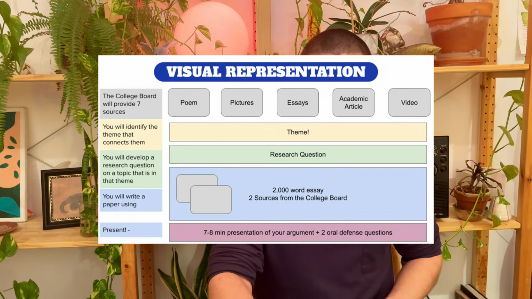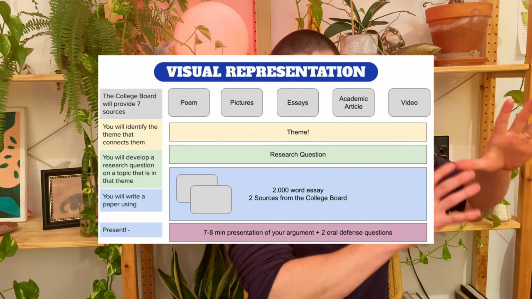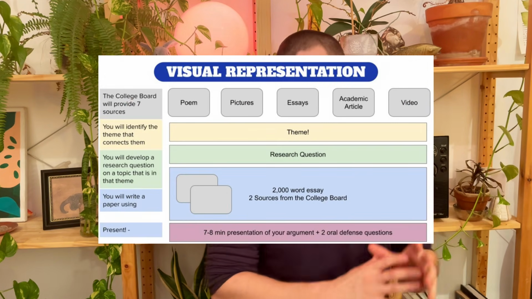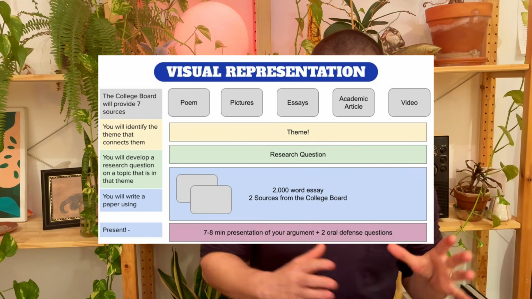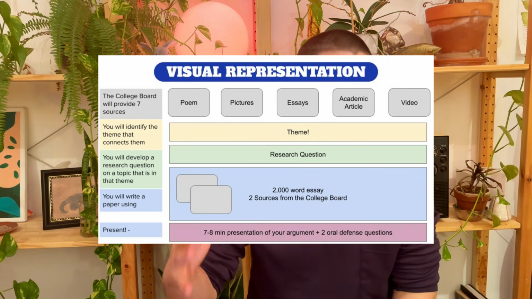So let's try and make sense of how that works. Well, visually, I've got up here sort of how the College Board expects you to go from stimulus texts all the way to unique student paper and presentation. So the first step in that is the stimulus text.